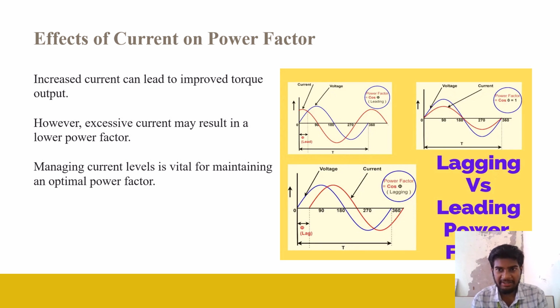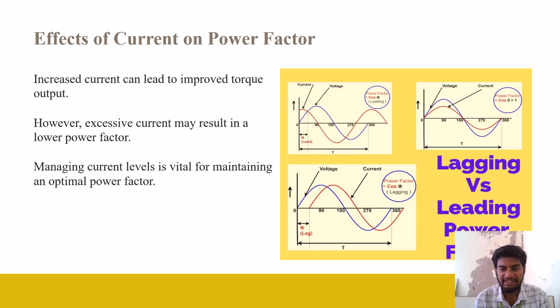So by seeing this graph, we can say which is lagging and which is leading. By observing this graph, when the current is initial and the voltage is also initial, then we can call it leading. And when the voltage is backward and the current is frontward, we can say it is lagging.